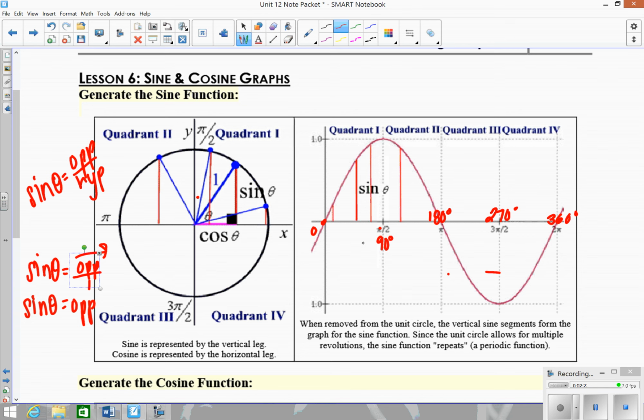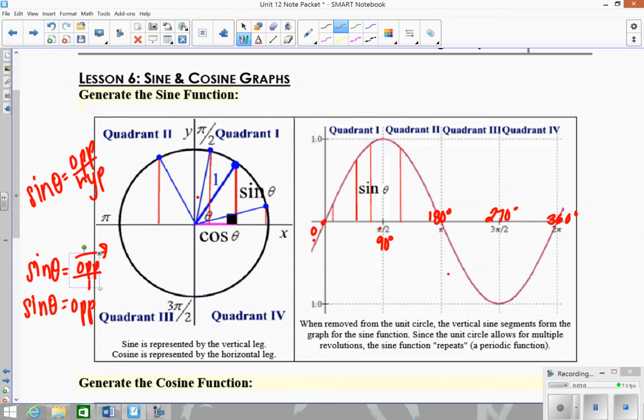Let's say it was 45 degrees. If this is a 45-degree angle, whatever this is would end up being 45 degrees here, and then the height is whatever this length is. So radical 2 over 2 would be the height for that. Same thing, these just keep getting replaced. As we move around the unit circle, whatever the opposite side is, or whatever sine of that angle is, gets replaced onto this graph. So that's really just showing you where the graph comes from.